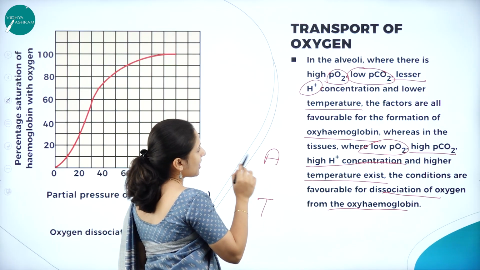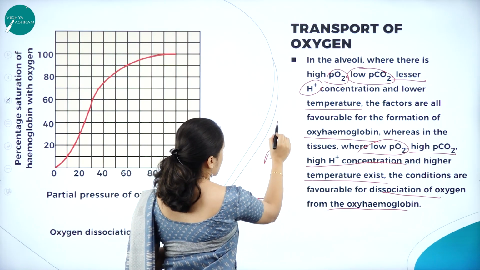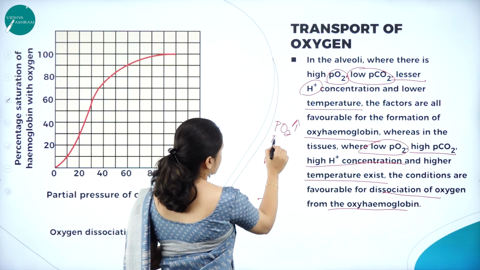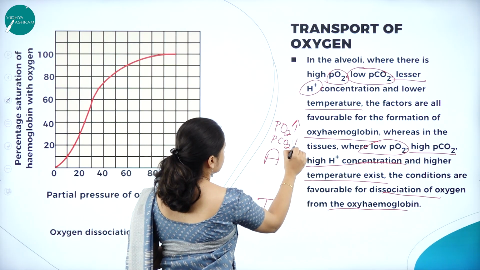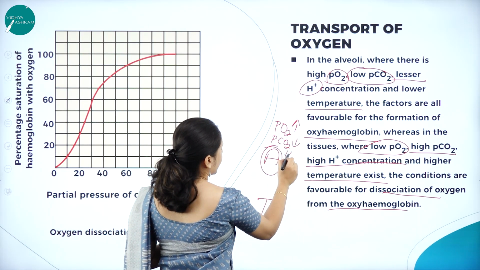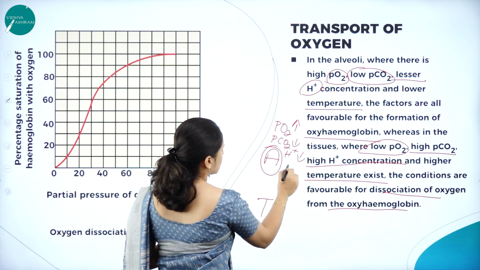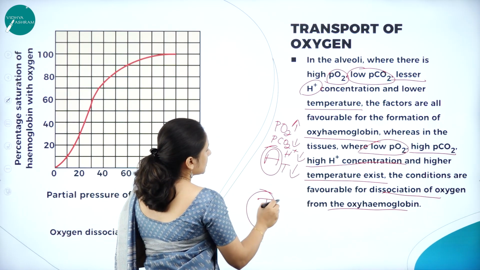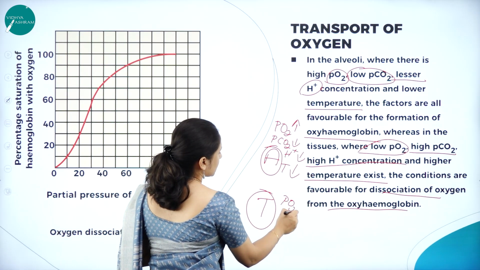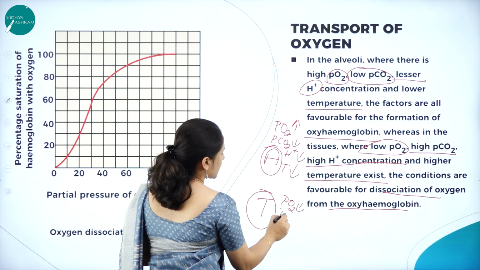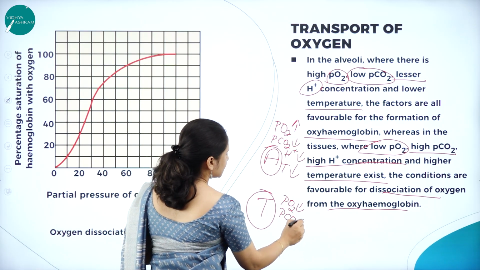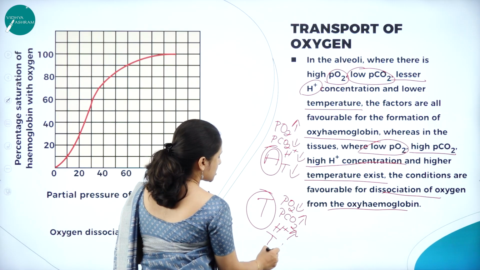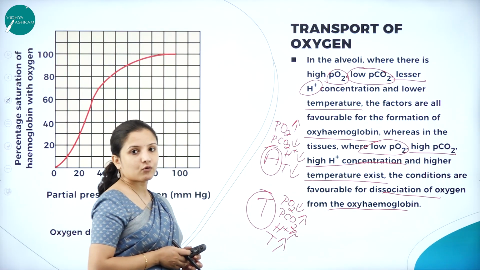So, here in the alveoli, what is the partial pressure of oxygen? It is high. The partial pressure of carbon dioxide is low. Hydrogen ions are low. Temperature is low. In the tissues, the partial pressure of oxygen is low, the partial pressure of carbon dioxide is high, the hydrogen ion concentration is high, and temperature is high. So, therefore, what happens?